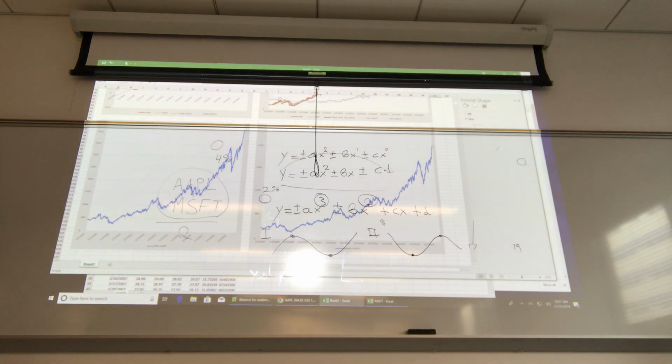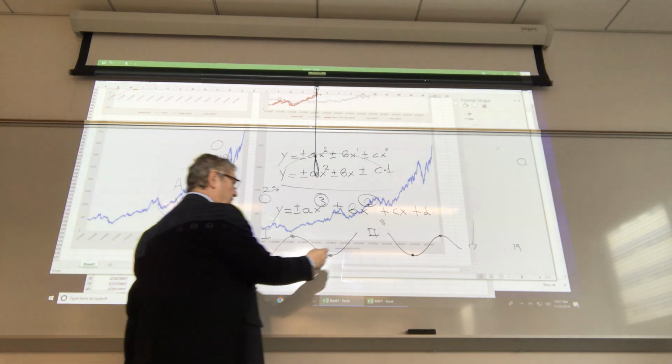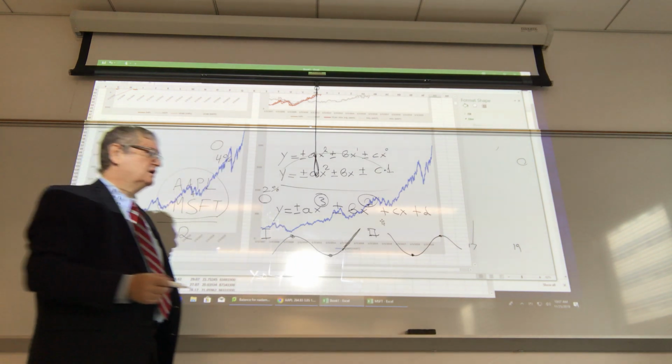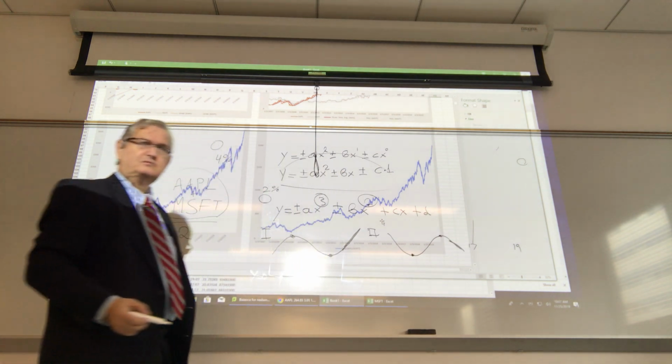Which one do we have in that particular case? Depends upon what data we have. But if we have two turning points, what is the important conclusion? Here we have an increase. Here we have a decrease.